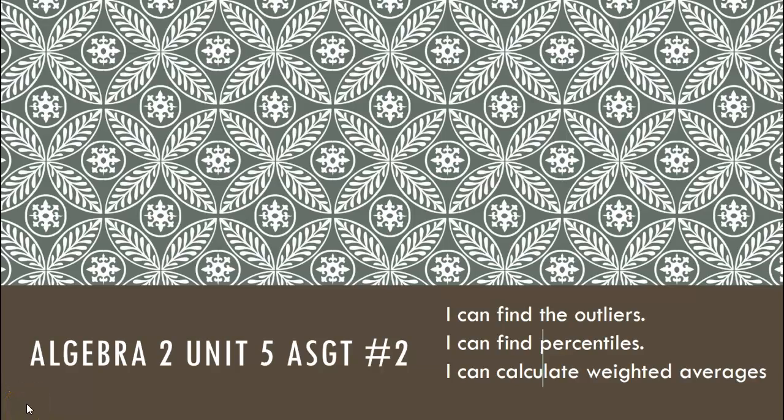So today we're going to move on to assignment number 2 in our unit on statistics, unit 5 here in Algebra 2. We're going to be really talking about three things. We're going to be talking about outliers and what really mathematically makes an outlier. And then we're going to be talking about percentiles. How do we find specific percentiles within a data set? And then how to calculate something called weighted averages, which is really what I use to determine what your grade is in Honors Algebra 2. So let's go ahead and get started.